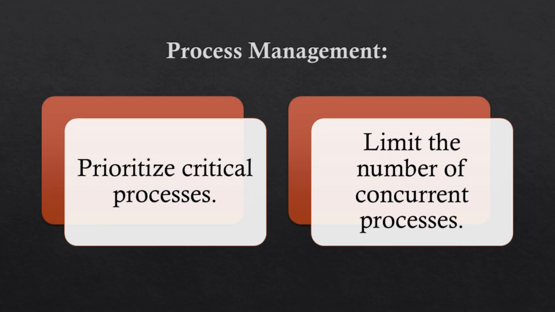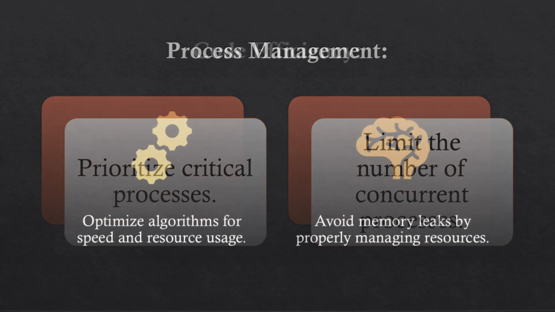Effective process management is essential for maintaining system stability. We prioritize critical processes to ensure they receive the necessary resources to function optimally. Additionally, we limit the number of concurrent processes running on the edge device. This prevents resource contention and reduces the risk of system overload, ensuring that essential tasks are not disrupted.